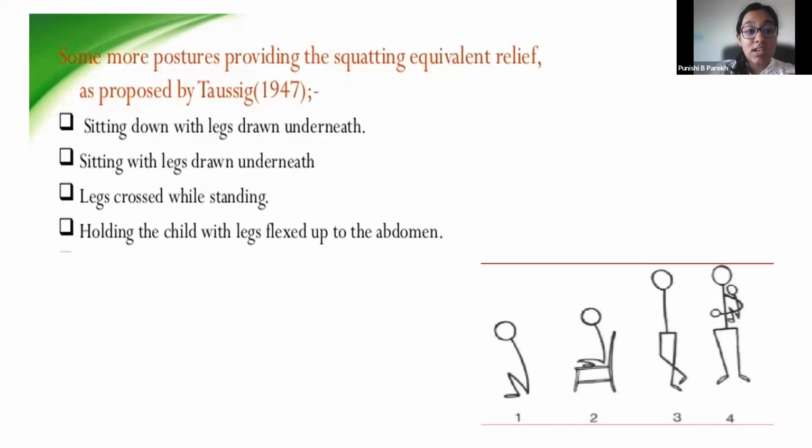Okay, so this is the first, that sitting down with the legs drawn underneath, or sitting on a chair with the legs drawn underneath, or standing with the legs crossed, or a mother holding the child with the legs drawn or flexed under the abdomen. So in all of these positions, the concept is the same, that there's compression of the femoral artery and the femoral vein, which results in helping to abort a cyanotic spell.